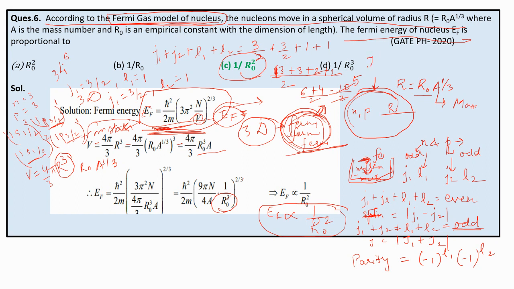So the total angular momentum value will be J1 plus J2. J1 was 3 by 2 and J2 was 3 by 2, so 3 by 2 plus 3 by 2 is 3. And parity will be minus 1 raised to the power L1 times minus 1 raised to the power L2. L1 is 1 and L2 is 1, so minus 1 into minus 1 is equal to 1. So the answer will be 3 with positive parity. I hope it is clear.